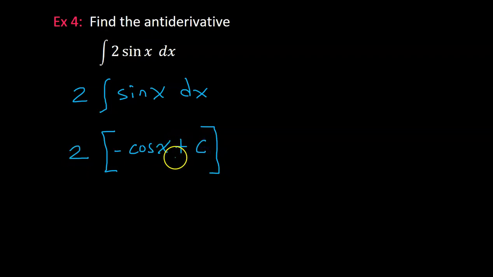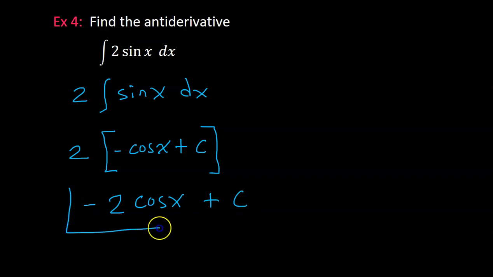And when we multiply by the 2, we will have negative 2 cosine x. And remember that when you multiply 2 times this general constant, we will still just leave it as a general constant. But this will be the antiderivative.